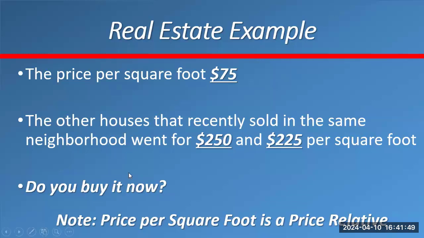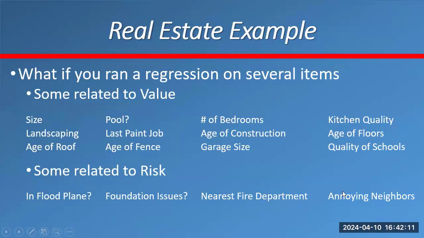Who knows? Price per square foot is a price relative for real estate. So you can compare all the houses to each other. You're dividing something. So if you want to compare a 2,000 square foot house to a 6,000 square foot house, you just do price per square foot. You've got a comparison, right? So that's a price relative. But you probably want more information. It's really key. You need information on value and you need information on risk. You need information on good stuff, information on bad stuff. That's true with stocks as well, right?